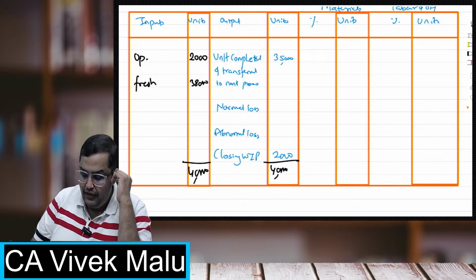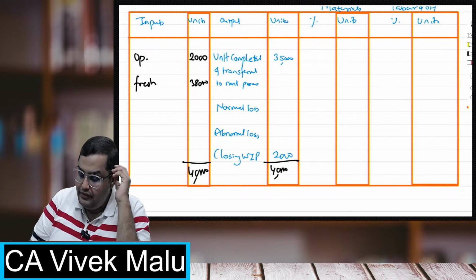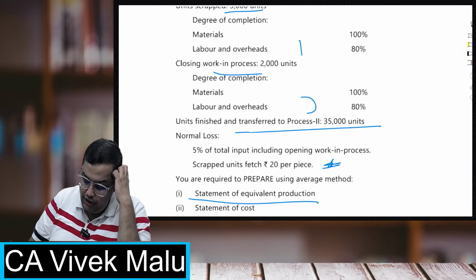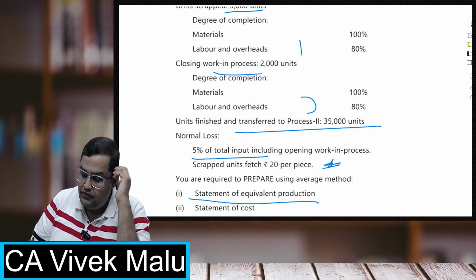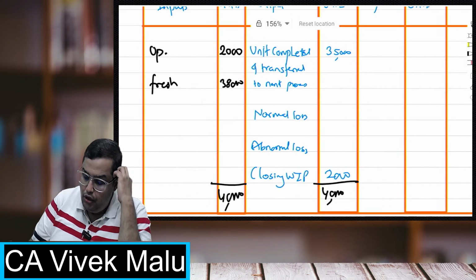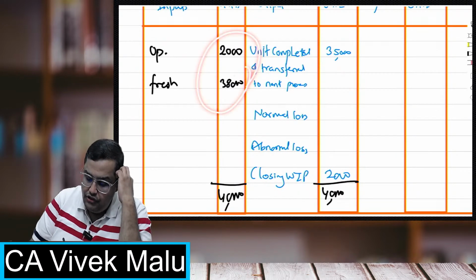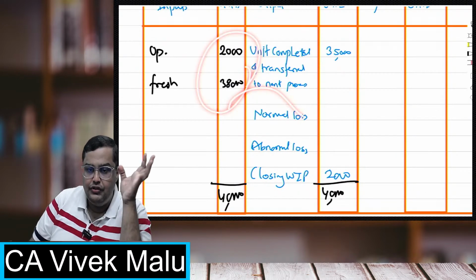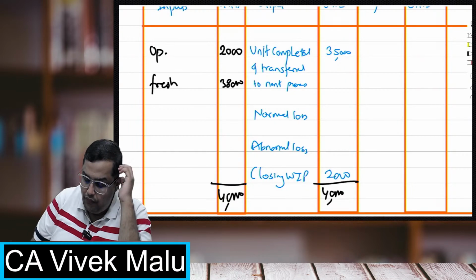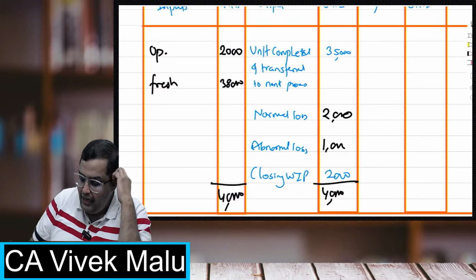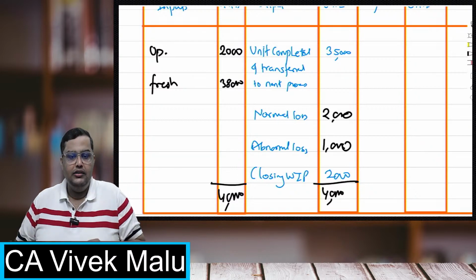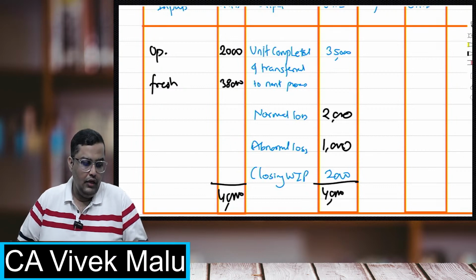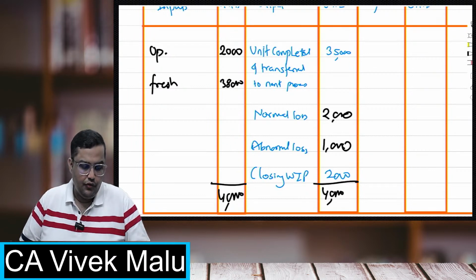So I've got 35 and 2, 37, and total scrap of 3,000, out of which he has told you 5% of the total inputs including opening WIP is a normal loss. So how much will be the normal loss for the total input, which is 40,000? 5% of 40,000 will obviously be 2,000, which is normal loss, and the remaining 1,000 will be abnormal loss. Now you can see the sides are tallying. Everybody understood the analysis, first of all, of the quantities?